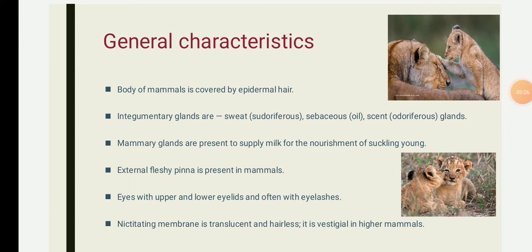The next point is the nictitating membrane, which is translucent and hairless, and it is vestigial in higher mammals. The nictitating membrane is the third eyelid, which is present in most of the members of the class mammals. For example, if you have a cat as a pet, then you have observed this nictitating membrane. In cats the nictitating membranes are present.